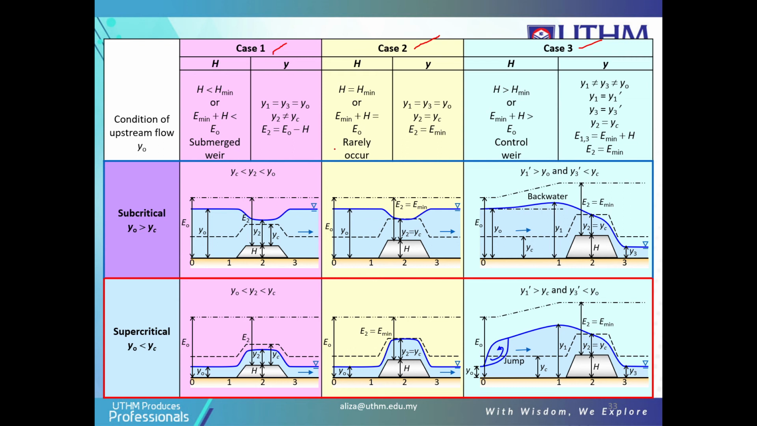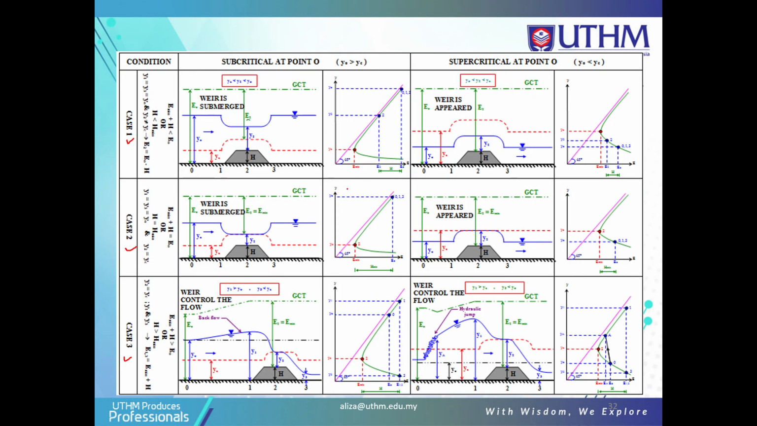So maybe for case 1 and case 2, you can understand, because case 2 is h equal to h minimum. E minimum plus h is equal to, which rarely occurs. And case 3 is based on the control weir. So this is based on when it is subcritical and supercritical here. So we get the value of this control here, for this y naught and the y here. So this is from the control here.